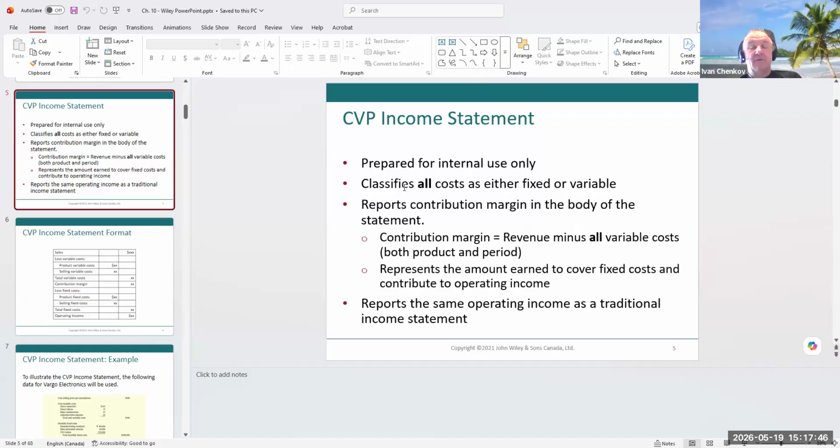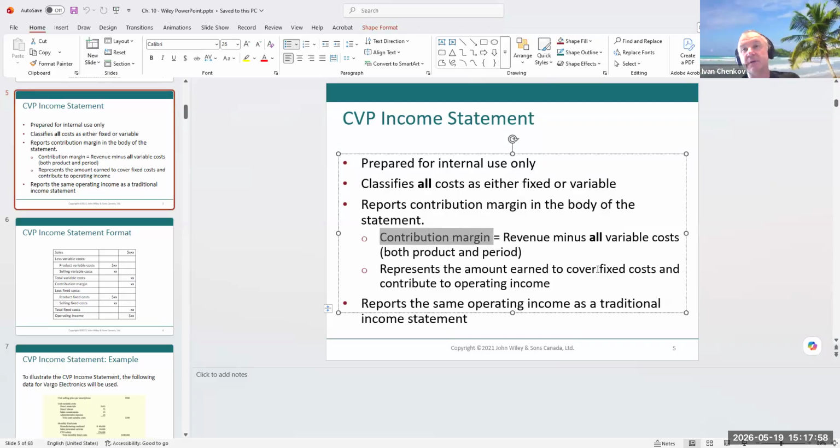we're going to classify all the costs as either variable or fixed, and revenue minus all the variable costs is going to give us the contribution margin. And once we deduct the fixed cost from the contribution margin, we're going to have operating income.